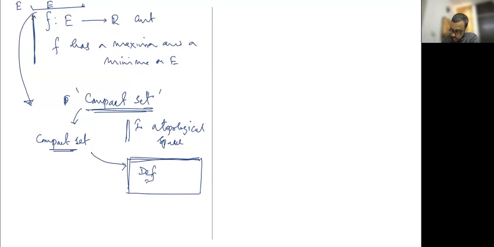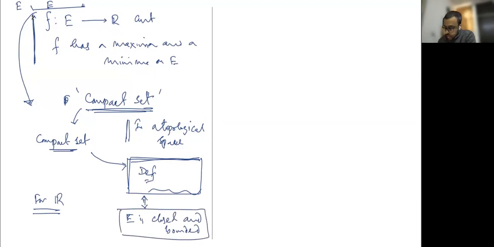Now it turns out that for subsets of R, whatever this description is, that becomes equivalent to saying that the set is closed and bounded. Okay. So in other words, what I'm saying is, I hope I'm not making it too confusing.